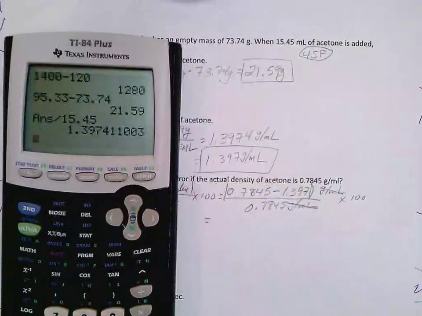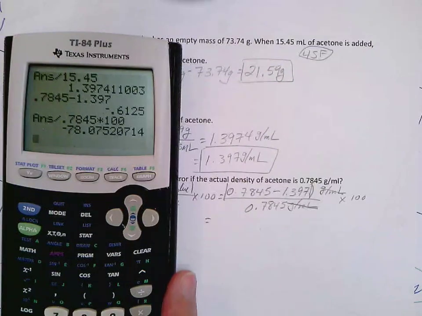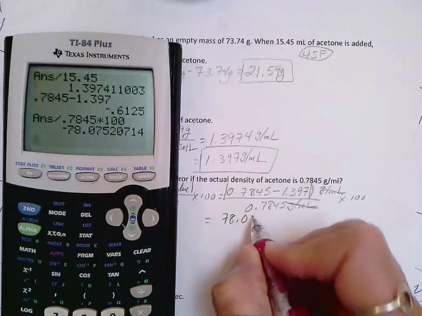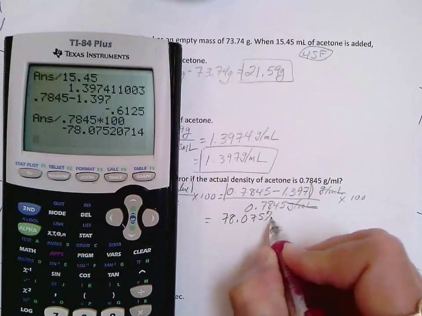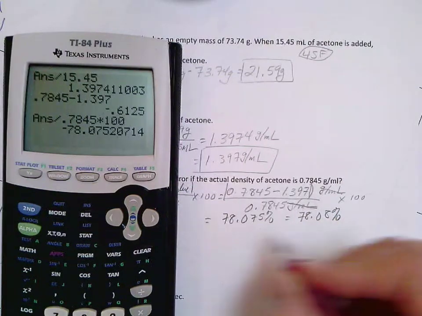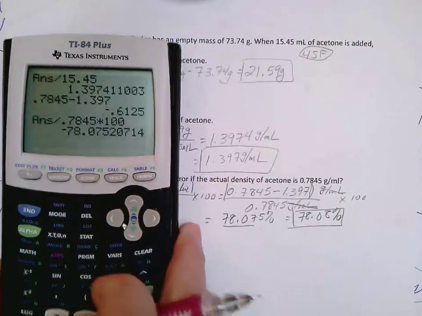And so 0.7845 minus 1.397, divided by 0.7845, times 100 equals, and I get that my percent error is 78.075%, which is going to be equal to 78.08% because I have 4 significant figures. And that's my final answer.